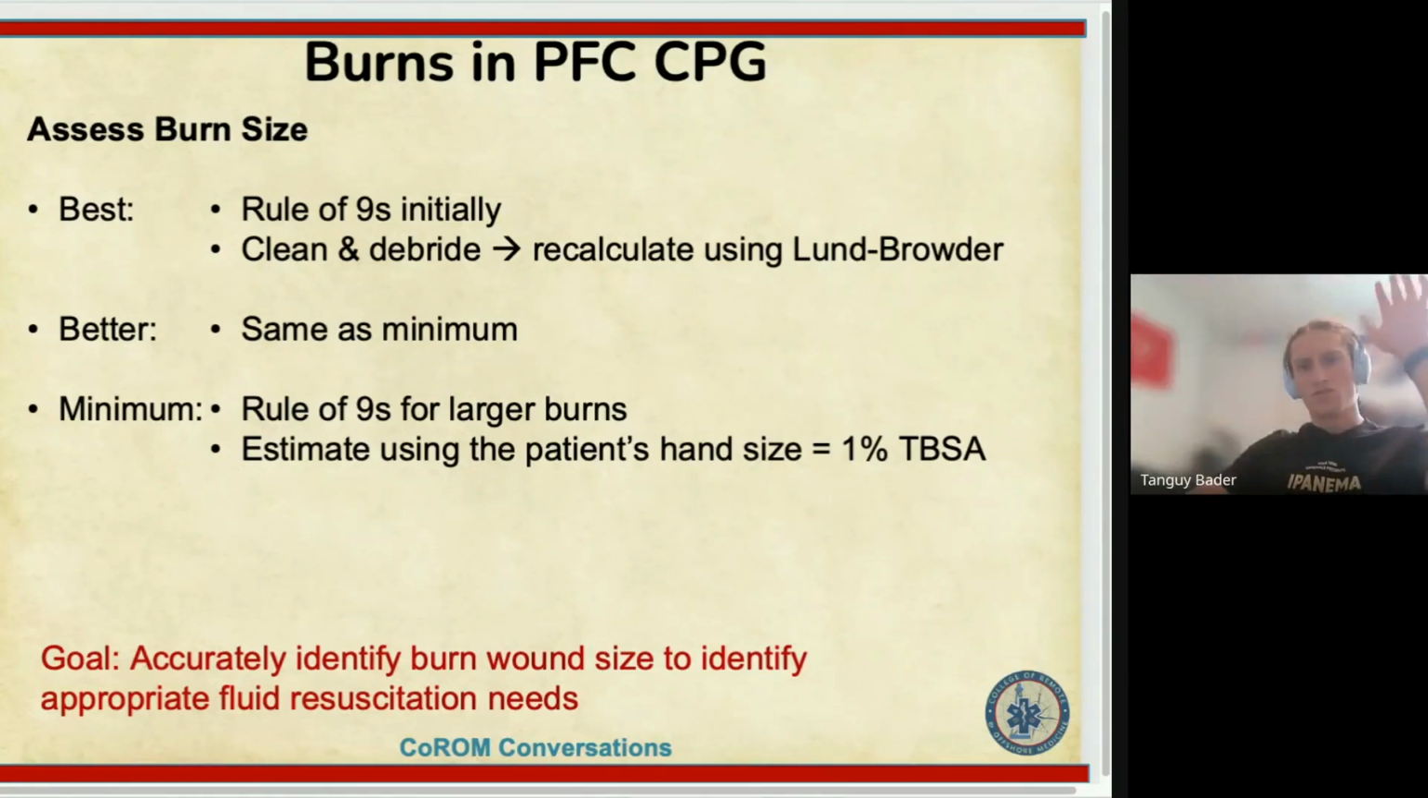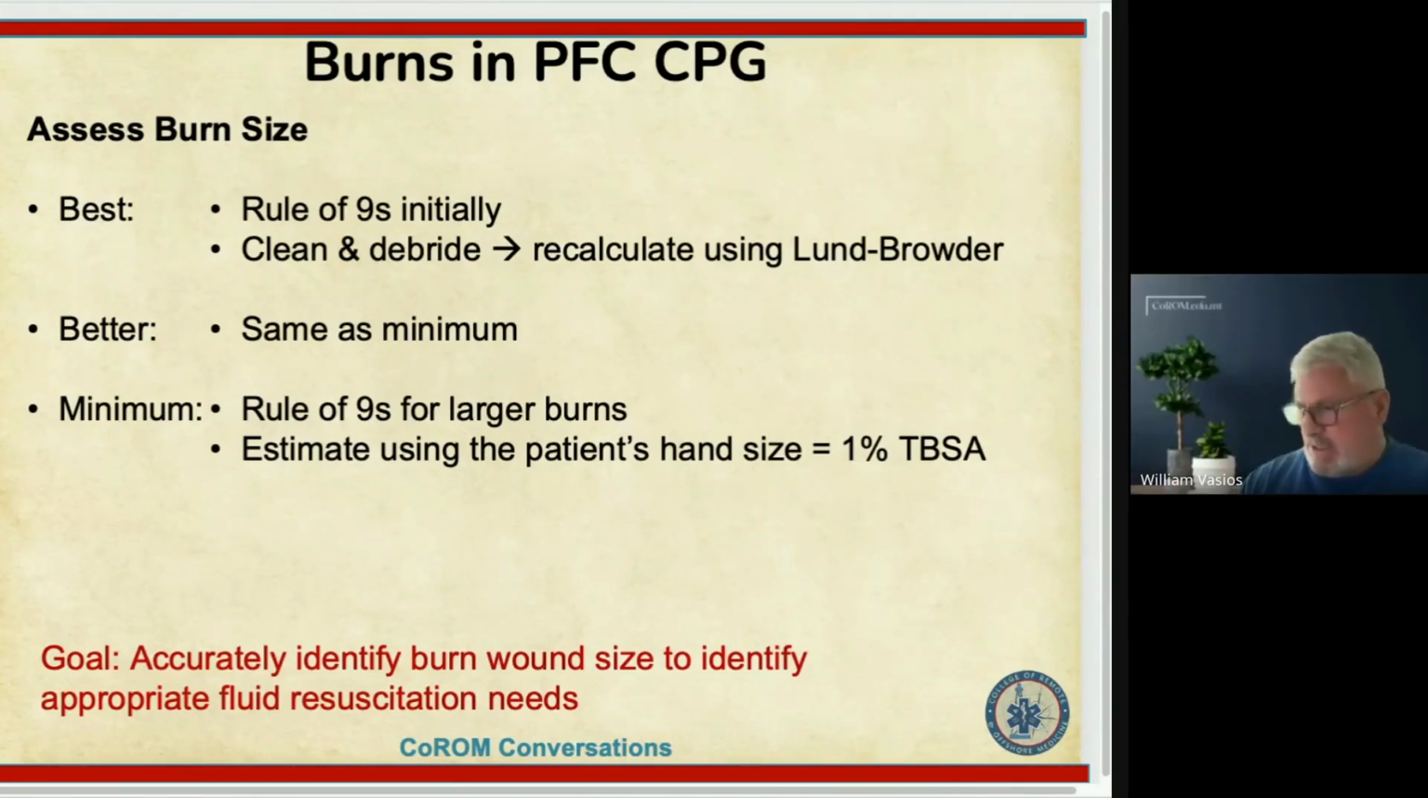Lund-Browder is the one that's just drawn out diagrams of people with percentages, right? No, it's a graph. It's a really busy graph. It's on page 13 of the CPG, Appendix B. And it's a list of the areas on the body: head, neck, anterior trauma, posterior trauma, right buttock, left buttock. It really breaks it down. And then it breaks it down by age: birth to 1 year, 1 to 4 years, 5 to 9, 10 to 14, and then 15 years, and then adult. And then it adds a separate column for second and third degree burn. So it is a very comprehensive chart to calculate your second and third degree burns.